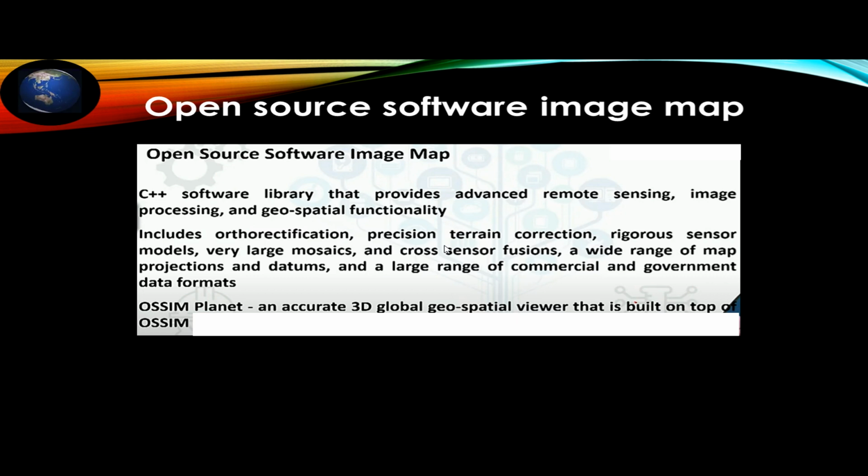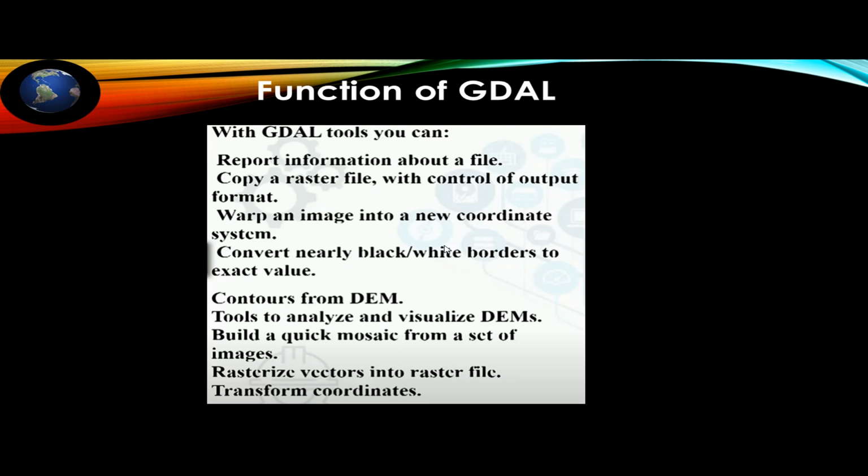So like that, if we have a number of images with us, not one or two images, if we have 50 images or 100 images, how do we mosaic at a time? This can be done easily with OSIM. It also offers cross sensor fusion and a wide range of map projections and datums. You can project the proper datum for different imageries, and for the large range of commercial or government data formats you might be dealing with, it will be easier to work with software which is openly available without paying any penny.